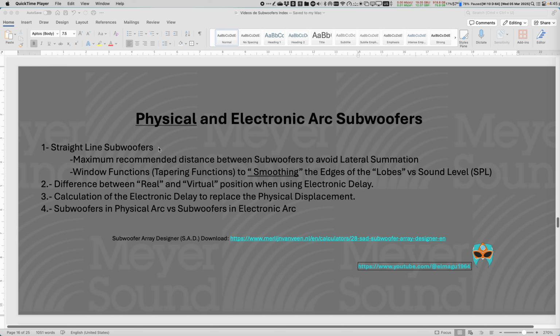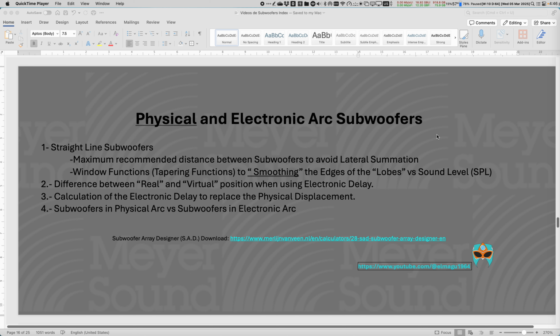The very first part is that we will explain that when we have a straight line or an arc line, the lateral distance between subwoofers side to side is important, otherwise we will have a lateral summation. And the reason for doing lines is that what we want to do is to focus the sound where the audience is, and we want to have a lot of attenuation outside the audience. So if we don't pay attention to the separation between the individual subwoofers, we will have lateral summation.